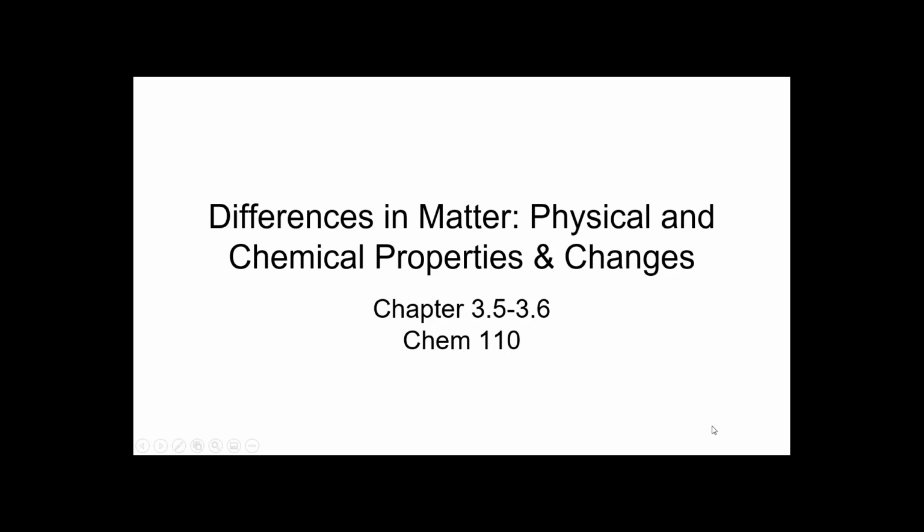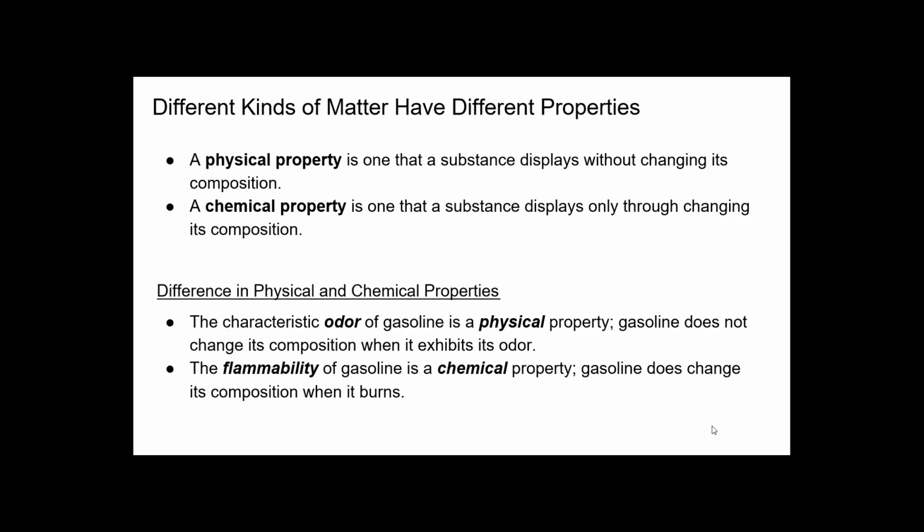Hi class, we are now going to be covering 3.5 and 3.6 together. We're going to be dealing with matter in physical and chemical changes and properties. So different kinds of matter have different properties. A physical property is one that a substance displays without changing its composition. A chemical property is one that a substance displays only through changing its composition.